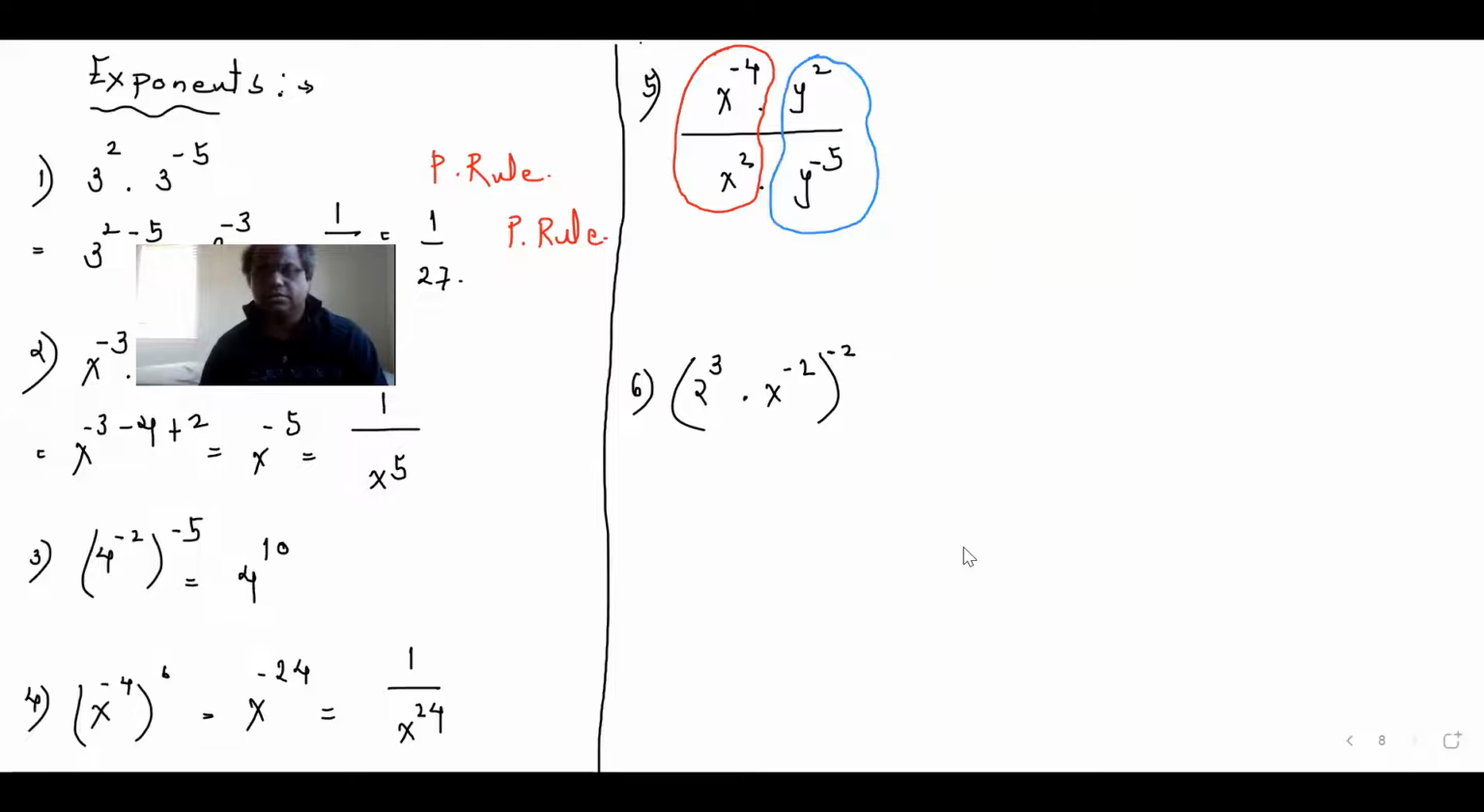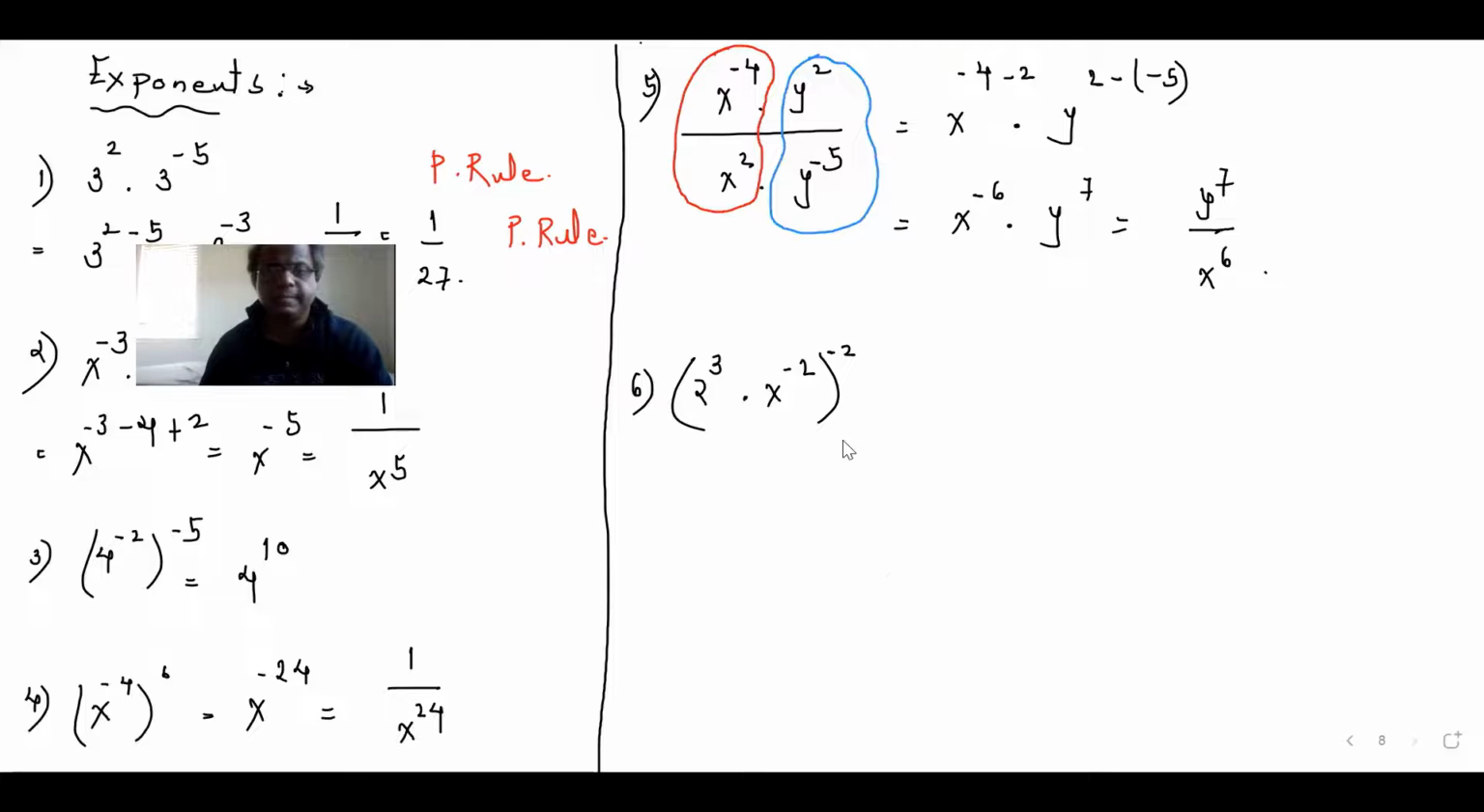So what will the answer be? x to the power minus 4 minus 2 and y to the power 2 minus of minus 5, which is x to the power minus 6, y to the power 7. And again, if I ask you to give me the answer only in positive indices, it will be y to the power 7 over x to the power 6.